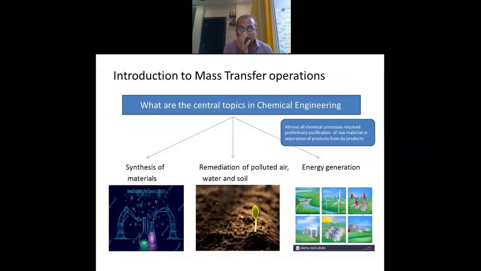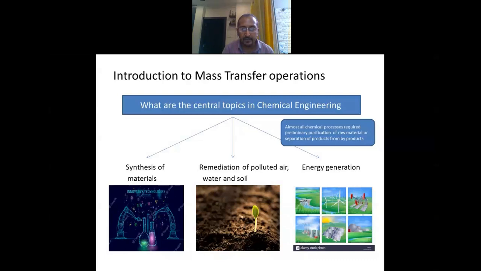So the central topic in chemical engineering is synthesis of material, where from natural raw materials we produce a product which is useful in the market, by chemical reaction or by non-chemical reactions. Like in crude oil, we separate it into different products. There was no reaction involved. So that was also synthesis of materials, right?